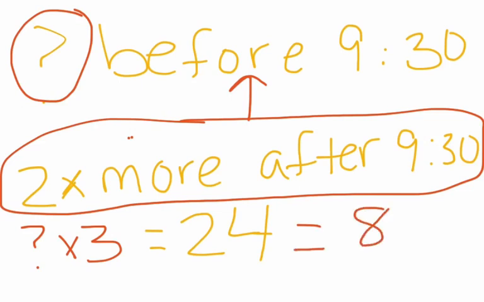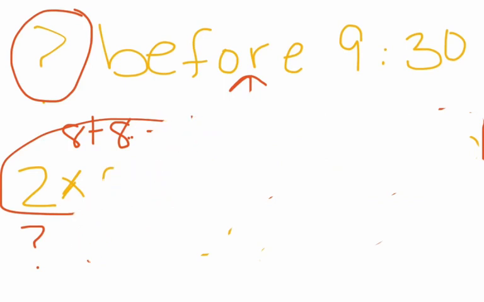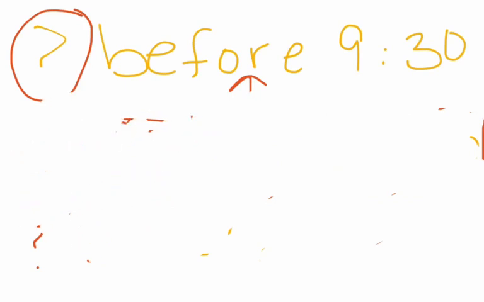So how many meteors did Josh see before 9:30? The answer is 8 because we're going to need to save this 8 and this 8 for later, making a total of 16. Okay, I hope that made sense. Again, if you need to rewatch it, go ahead and rewind this video, and I'm going to move on to the beginning of this next lesson on multiplying 3-digit numbers.